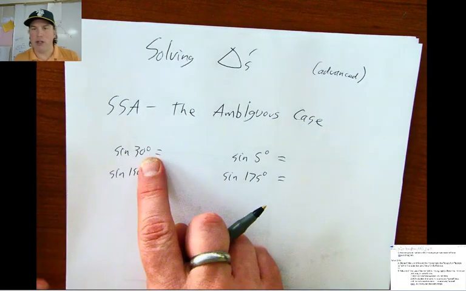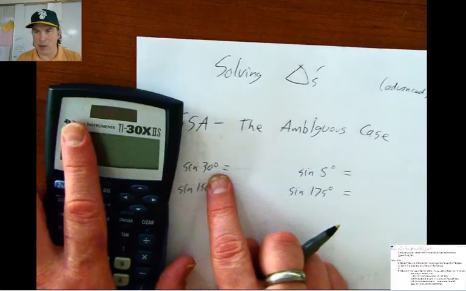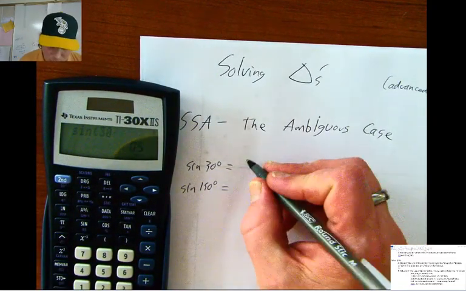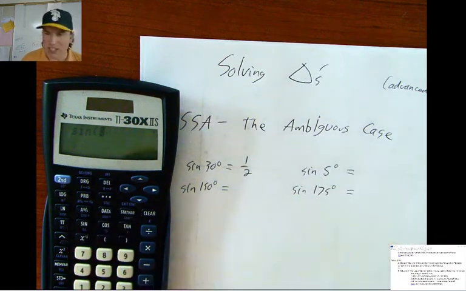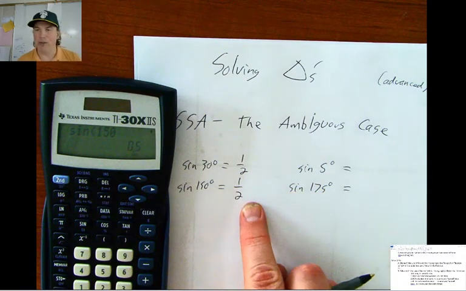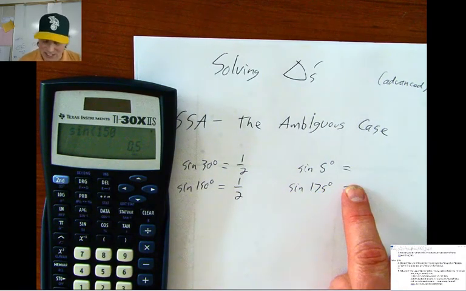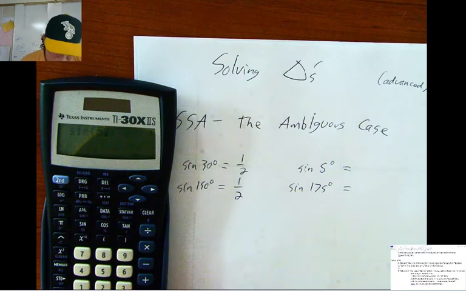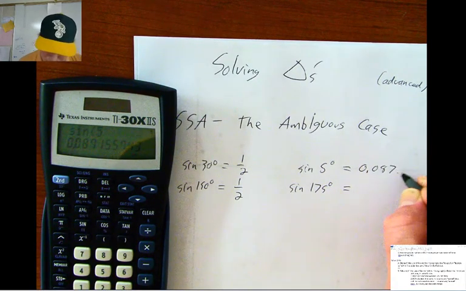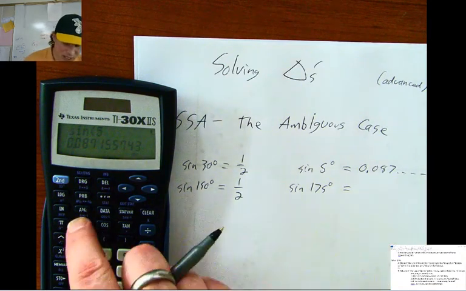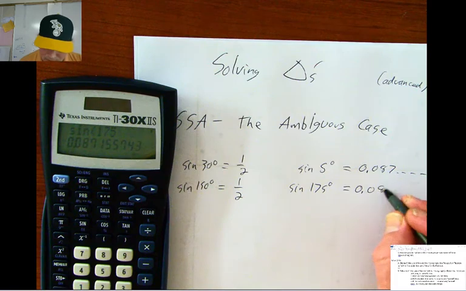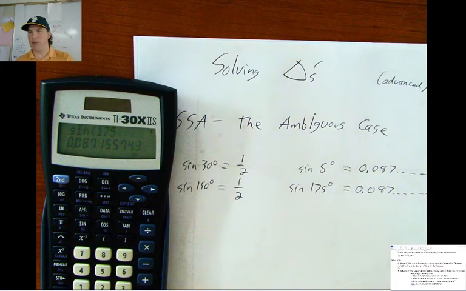If you just use your calculator and you do sine of 30 degrees, I talked about this a little bit in class, I believe, sine of 30 degrees works out to be 1/2, and if you do sine of 150 degrees, you get that exact same value of 1/2. Interesting. What about these two? Sine of 5, I get 0.087, and so on. If I do sine 175, 0.087, the exact same.